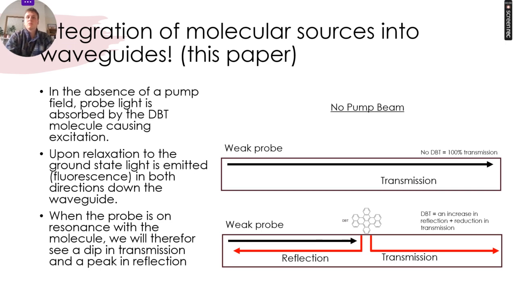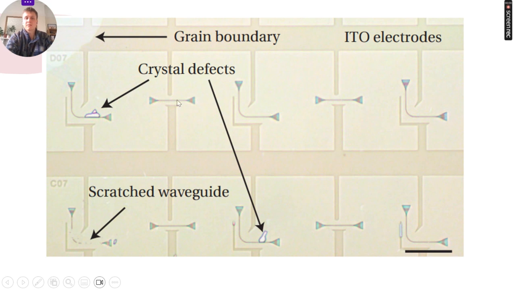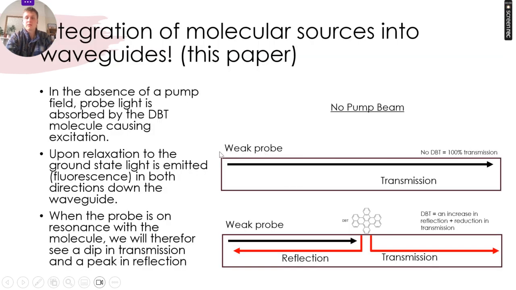So, what does this do? What's happening inside these waveguides? Well, imagine the simplest case: you've got just a waveguide here, and a probe light coupled in through these waveguides. You've got a weak probe travelling from left to right through this waveguide. If you had no molecule in proximity to this waveguide, 100% of the light that's coupled into the waveguide should theoretically travel through the waveguide and then be detected out on the other grating coupler.